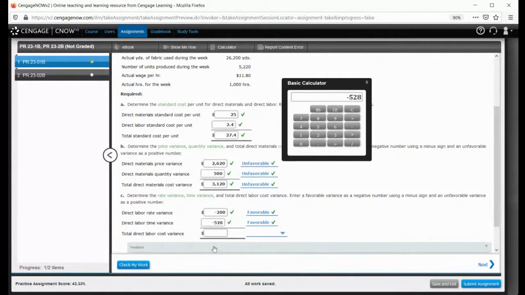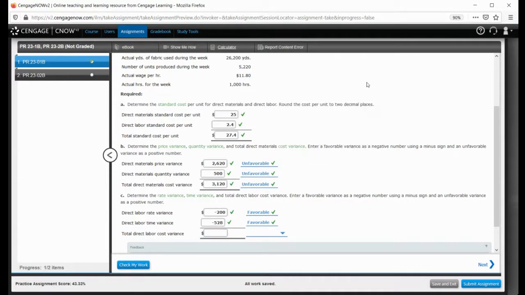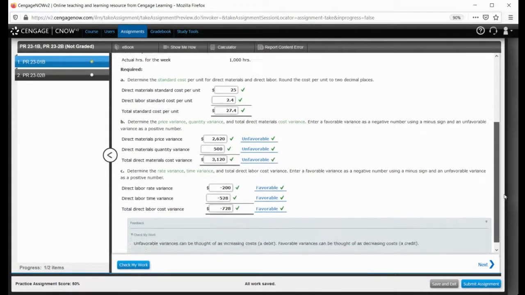To find the total direct labor cost variance, we would combine both of these together. Because they are favorable variances, they are going to be negative amounts. So we're going to add the 528 direct labor time variance with the 200 favorable direct labor rate variance, and that's going to give us a total negative amount of $728. It's still going to be favorable because both of these were favorable. Does that make sense to you?